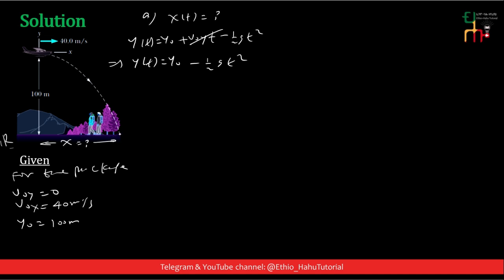When the package reaches this point, the final position of the package along the vertical is 0. Therefore, 0 is equal to y naught, which is 100 meter, minus 1 over 2 g t square. Let's bring this one to the left. Half of g t square is equal to 100. This is equal to half of g, which is 10, times t square is equal to 100.